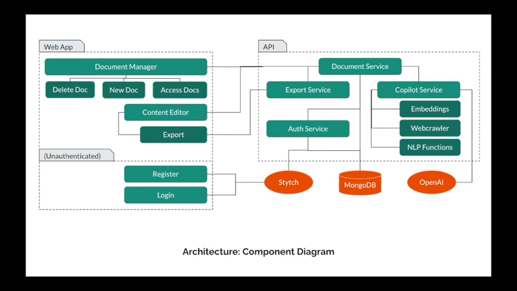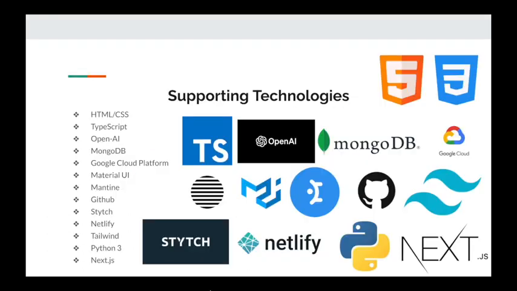Basically, an unauthenticated user is someone who does not yet have an account or is not yet logged in. Of course, the document service is linked to MongoDB so that all data is stored safely and reliably. The auth service is also linked to that. And finally, the Copilot service is linked to OpenAI for its use.